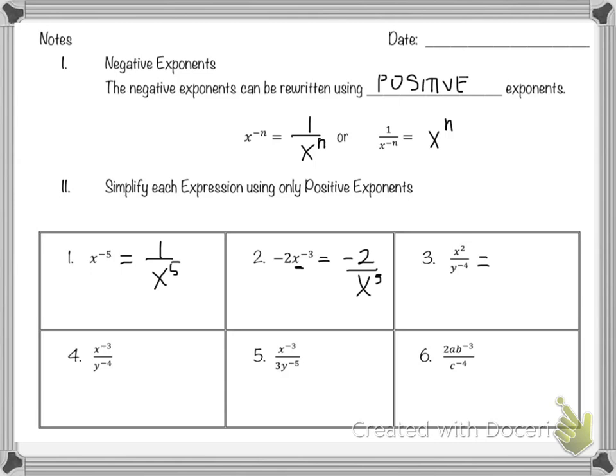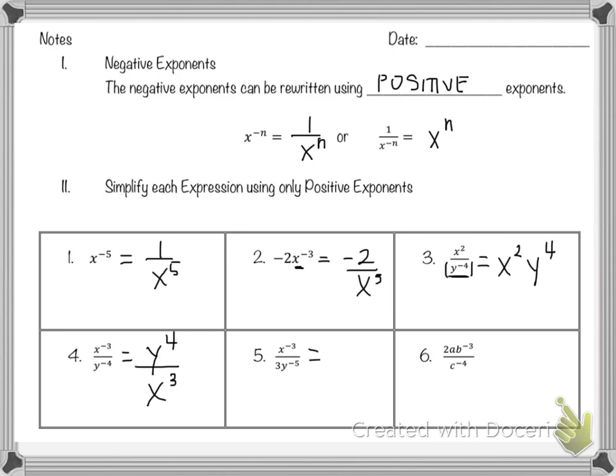Okay, this one here, I've got x squared over y to the negative fourth power. So this y to the negative fourth power is going to move up to the numerator. So I'm going to have x squared times y to the fourth. Number 4 here, we've got x to the negative third, y to the negative fourth. They're both negative, so I'm basically just going to flip-flop these. I'm going to bring y to the fourth to the numerator, and x cubed to the denominator.